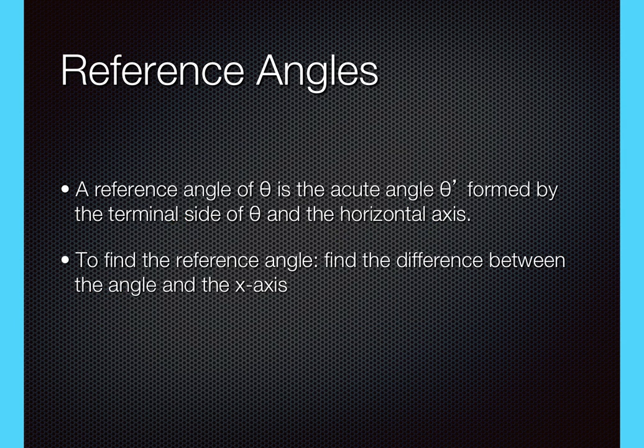Okay, last thing we're going to talk about today are reference angles. So a reference angle of theta is the acute angle theta prime. This little apostrophe is read as prime, formed by the terminal side of theta and the horizontal axis. To find the reference angle, we're going to find the difference between the x-axis and the angle.